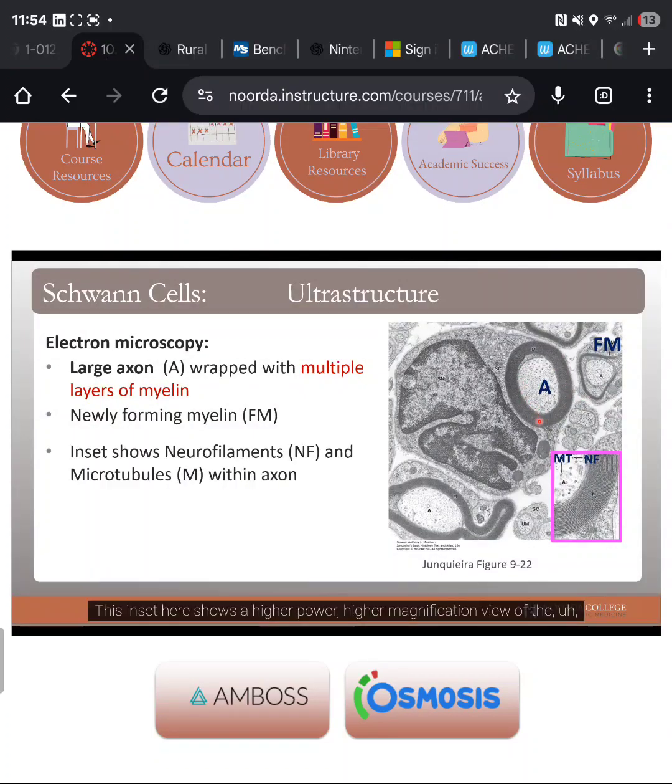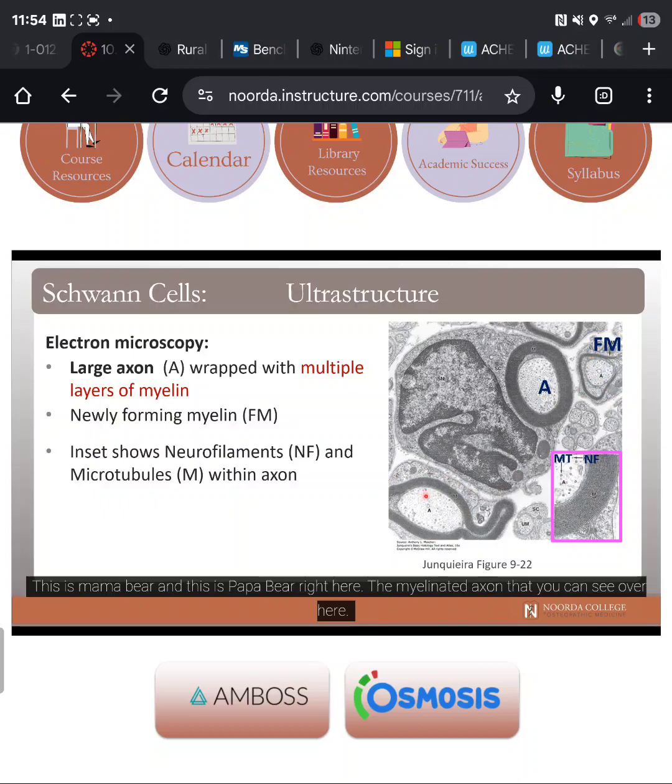This inset here shows a higher magnification view of the neurofilaments and the microtubules that are present within the axon. This is actually, remember, this is the neuron, right? This is the Schwann cell cytoplasm, and just imagine it's just wrapping the myelin sheath around that axon. So you also have another axon here, also developing into another thicker myelin sheath. So this is very early. So this is baby bear, this is mama bear, and this is papa bear right here.